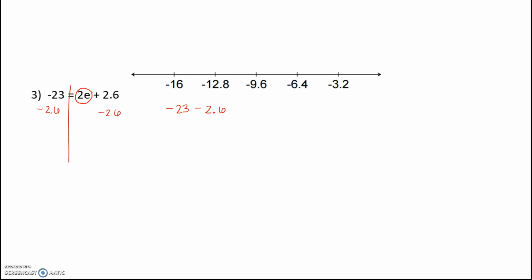Guys, this is where most of you will make your mistakes, is with your integer rules, okay? We did these way back at the beginning of the year. We sang that song, same sign, add and keep, different sign, subtract. Keep the sign of the biggest one, then you'll be exact, right? So we sing that song.